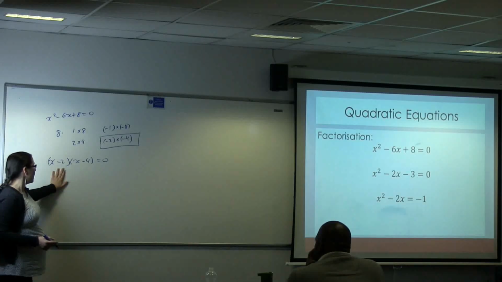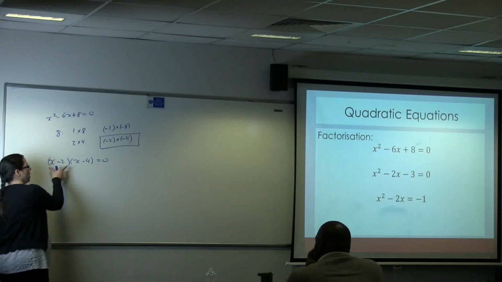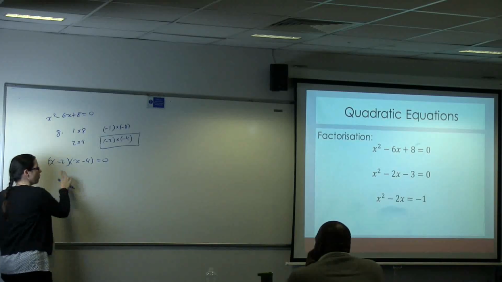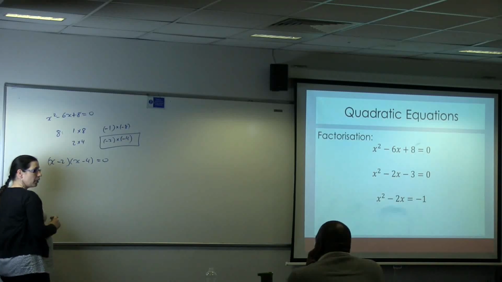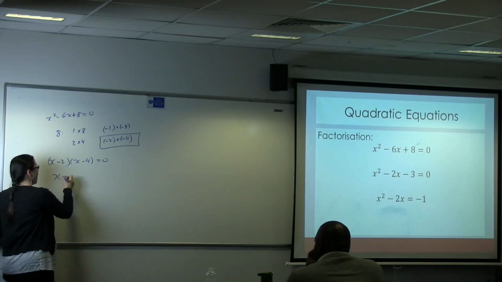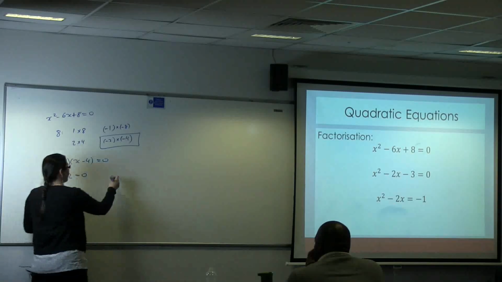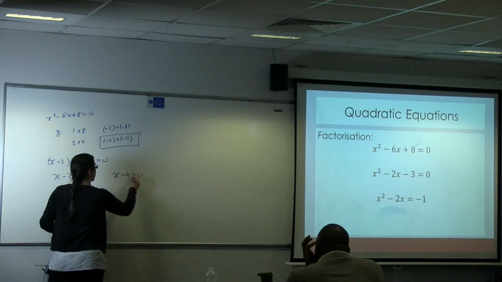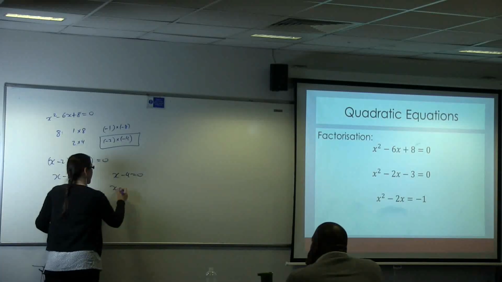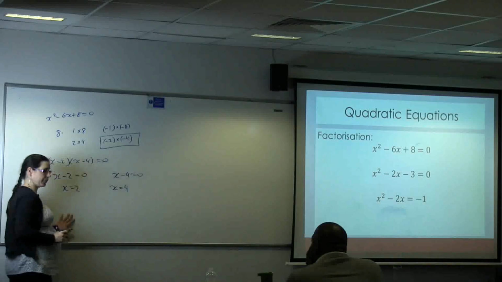Let's get back to solving this. I have a bracket times another bracket that has to be equal to 0. So a product is 0 if either one or the other is 0. So it's either x minus 2 equals 0 or x minus 4 equals 0. So x can be 2 and x can be 4.